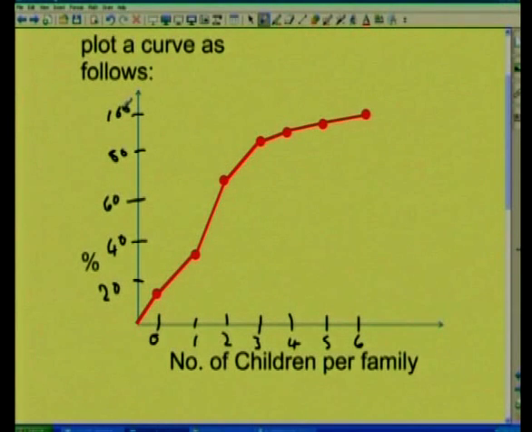Going down my curve, you can see it falls somewhere between 1 and 2 children. Now, of course, we don't want to have 1.5 children again, do we? So we could just simply say that 60% of the families in this sample that we've chosen have either 1 or 2 children, or fall between 1 and 2 children.